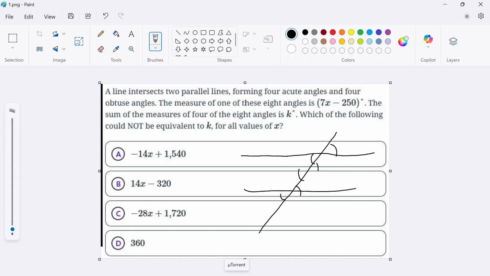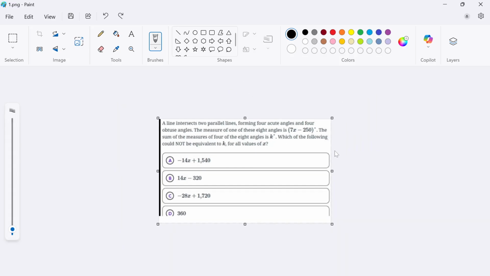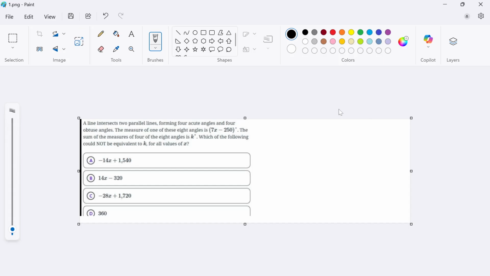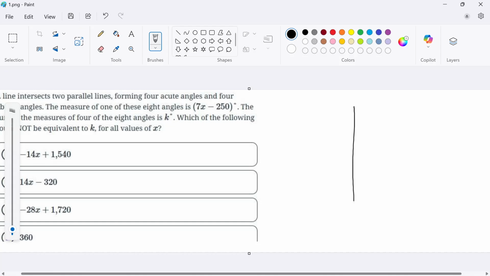What did I do here? Oh, I think I need a blank space here. Hold on, let me fix this. I'll make a blank space. I was using one of the lines that they had for the answer choices, and I was drawing that as the, okay, hold on. I need the 2 parallel lines.